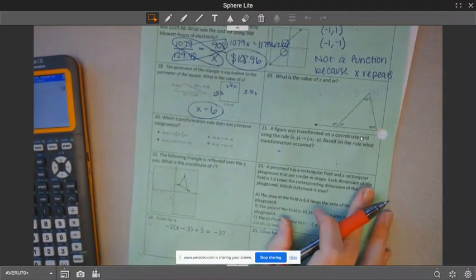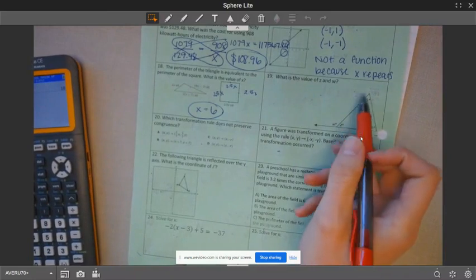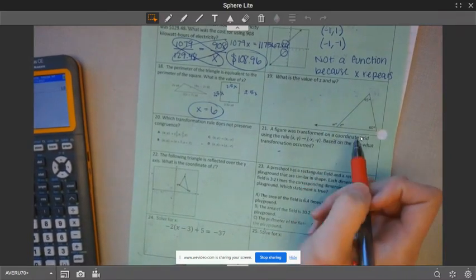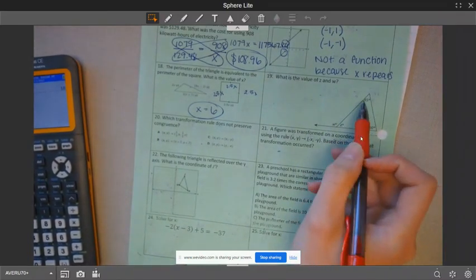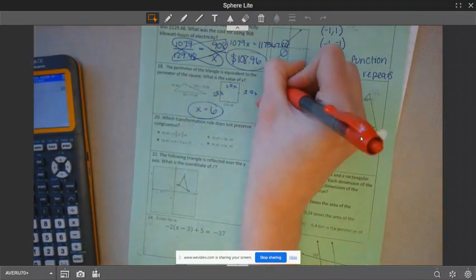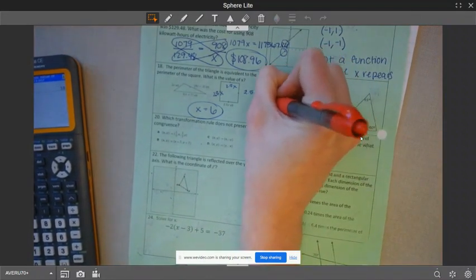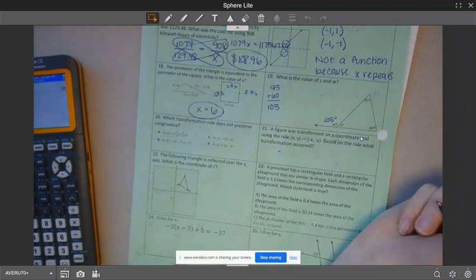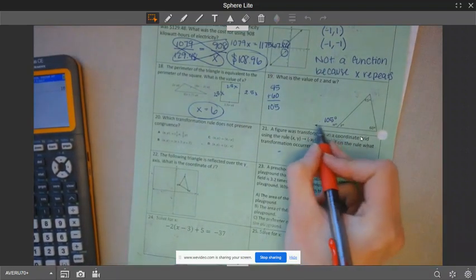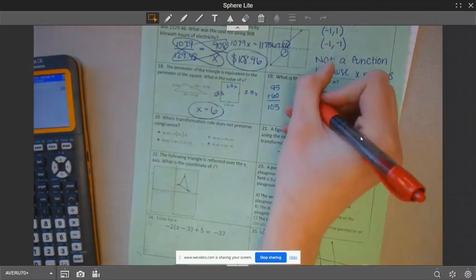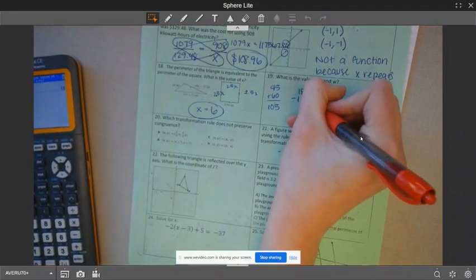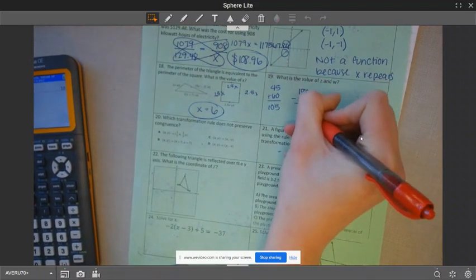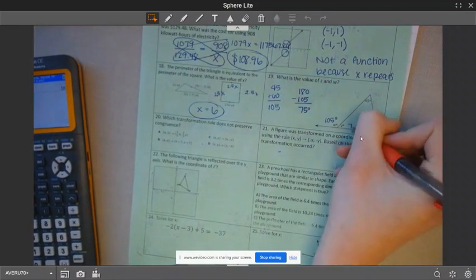What is the value of z and what is the value of w? Well, by our exterior angle theorem, this w is equal to 45 plus 60 added together. So if I add 45 plus 60, I get 105. So this is 105 degrees. Since z and w make a straight line, they total 180. So I can do 180 minus 105 and get that z is 75 degrees.